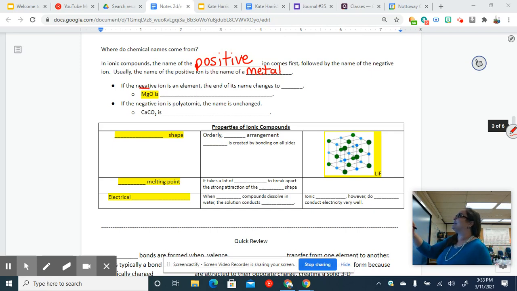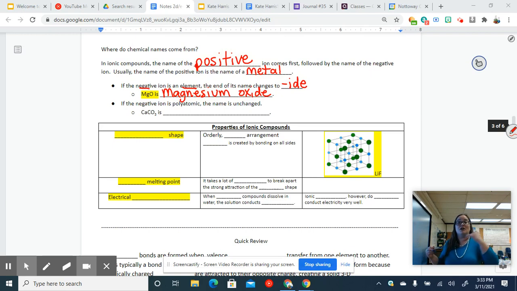If the negative ion is an element, you change the end of the name to IDE. So I know y'all have wondered, how in the world does she know what that is? Just look at that and say that that's ferrous oxide. Well, I know that Fe, ferrum, is iron, and I know that O is oxygen, so ferrous oxide. I know that becomes IDE just because of this rule right here. So MgO is magnesium oxide.